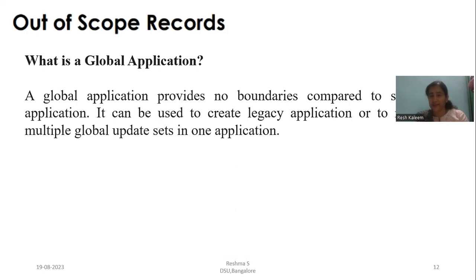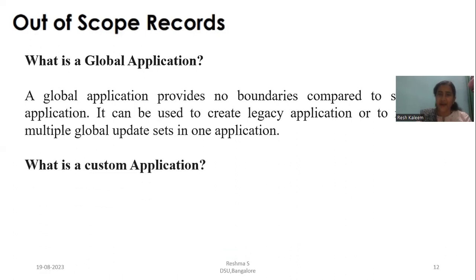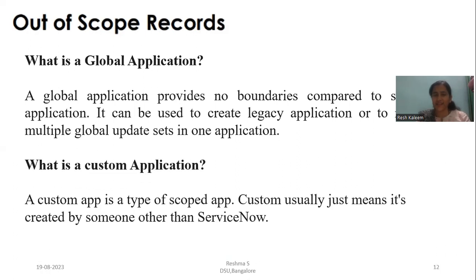Based on the context, the global applications are also important. That is, they will be used to create legacy applications or to merge multiple global updates in one application. We have to go for the global applications. Then we have the custom applications. These are a type of scoped application, but they are not created by the ServiceNow platform; they are created by some other user or the developers, not in ServiceNow.